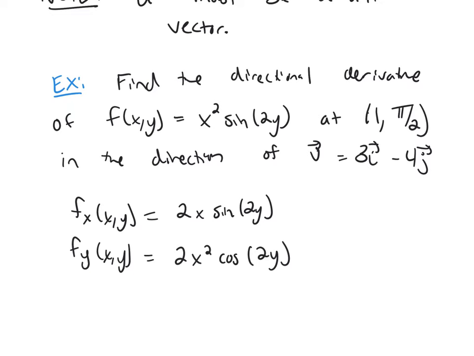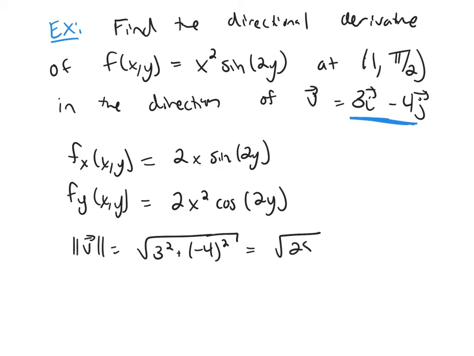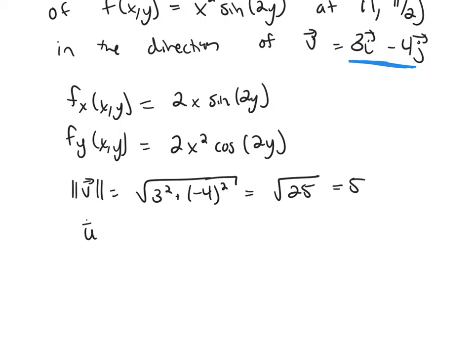Now if I look at my vector v here, my direction, this vector is not a unit vector. So we're going to have to turn it into a unit vector. The first thing I'm going to do is find the magnitude of v. That's the square root of 9 plus 16, 25, which is 5. So then my vector u will be given by v divided by the magnitude of v. So u will be 3/5 i minus 4/5 j.